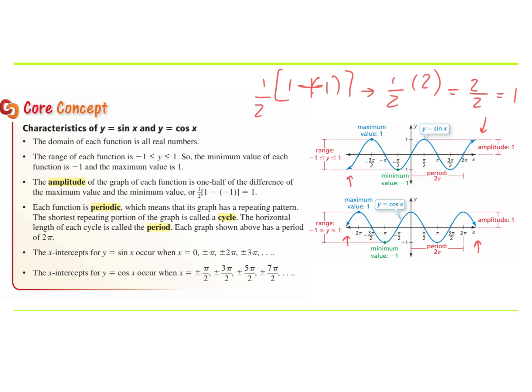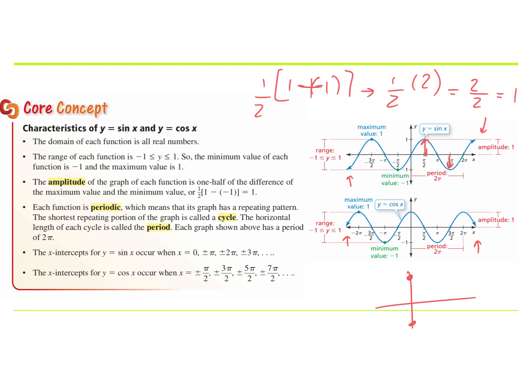That just means that every time we hit pi over 2, we're going to have a peak. Every time we hit 3 pi over 2, it's going to have a decline. Every single time, notice pi over 2 peak, 3 pi over 2 decline. This is for the sine.